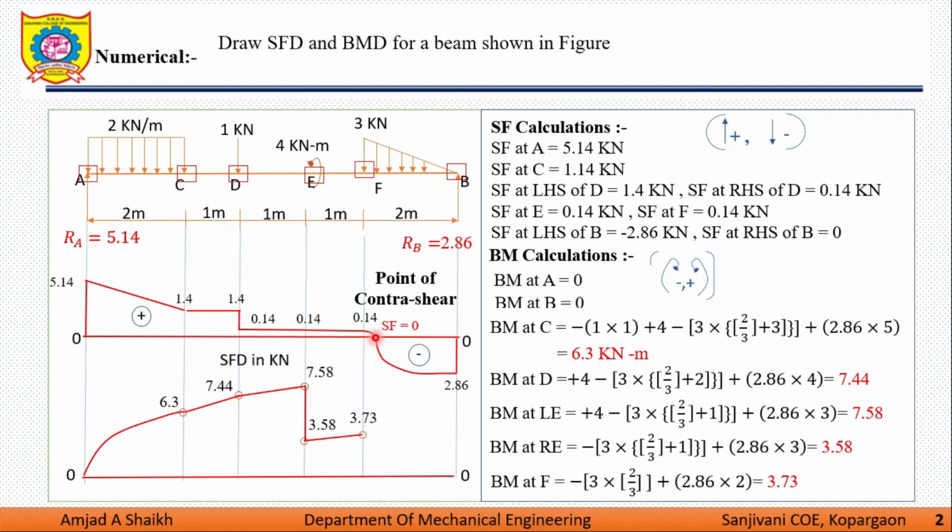It is necessary to calculate the value of bending moment at this point, because where we are getting the shear force 0, we get the maximum bending moment at this position, which is the pure bending moment. So we have to calculate this pure bending moment. So we need to find the distance from point B. Let us move.